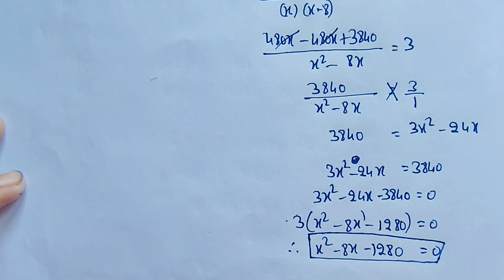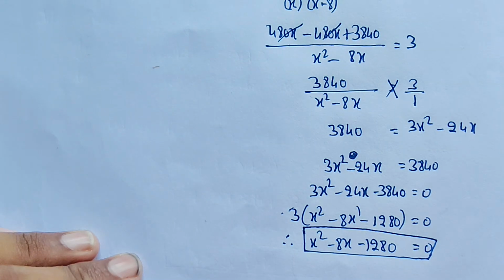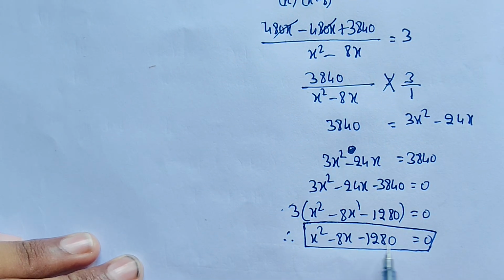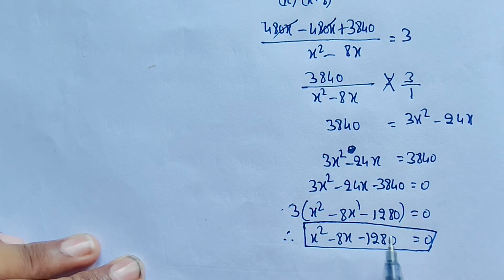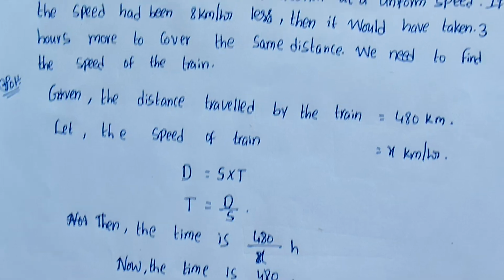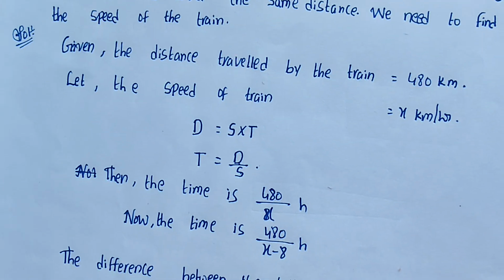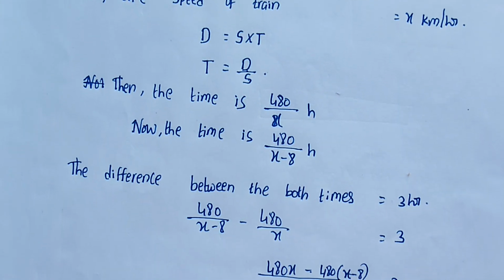So we have completed it. By finding the x value of this quadratic equation, we will get the speed of the train. So we have completed the fourth question, which means we have completed this exercise. In the next video I will explain the second exercise.